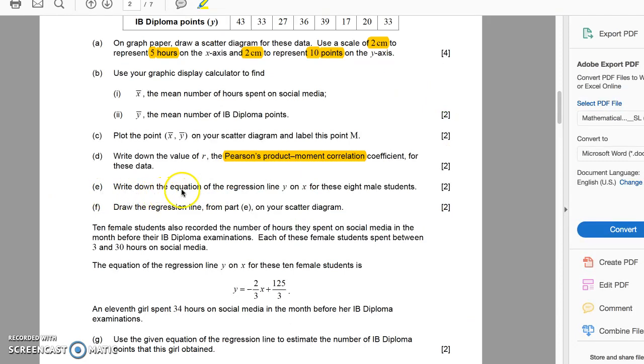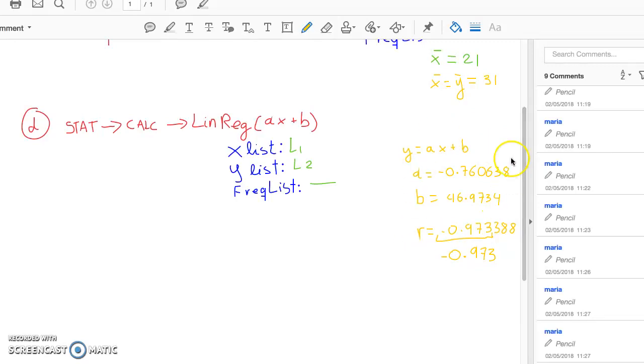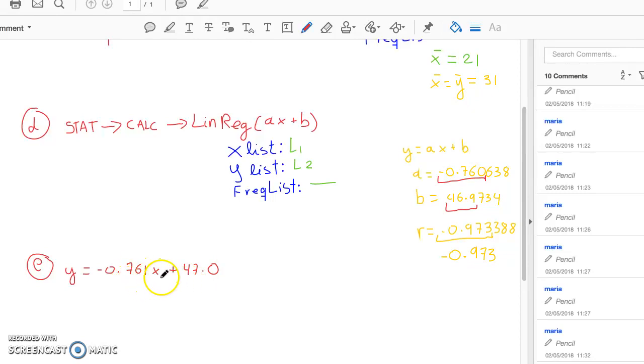Next question E, they are asking for the equation of the regression line of Y on X for the male students. So I already have the information here. I need to write this down as an equation, making sure that I'm writing 3 significant figures here and 3 significant figures here. So I end up with the following equation.